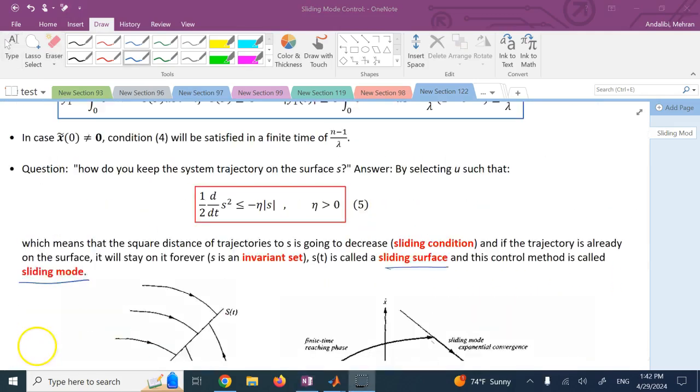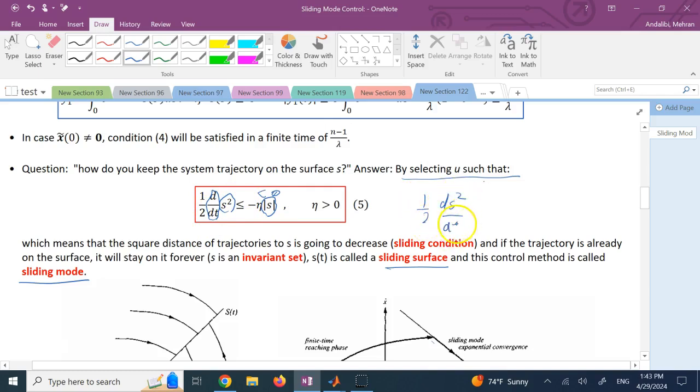Let's go ahead and see that. So the answer is this. We pick u such that condition 5 is satisfied. What is condition 5? Condition 5 says the time derivative of the square of the distance from the surface should be less than or equal to negative eta times the absolute value of s, where eta is a positive number. What does that mean? Well, since the magnitude of s is positive and eta is positive, then clearly this right-hand side is a negative number. And since this time derivative is less than that, then that's clearly negative, okay? So clearly this 1/2 d over dt of s squared is going to be negative.